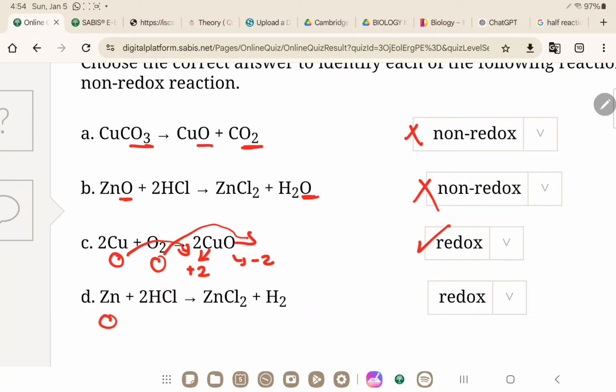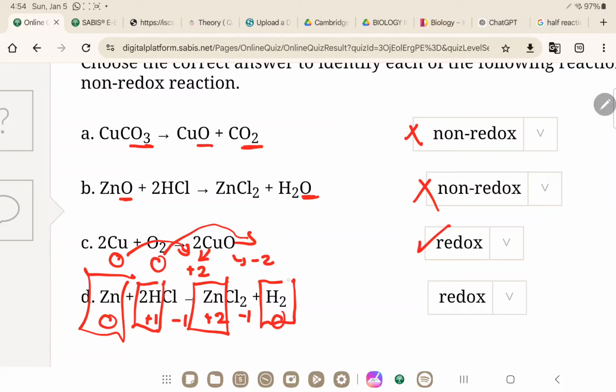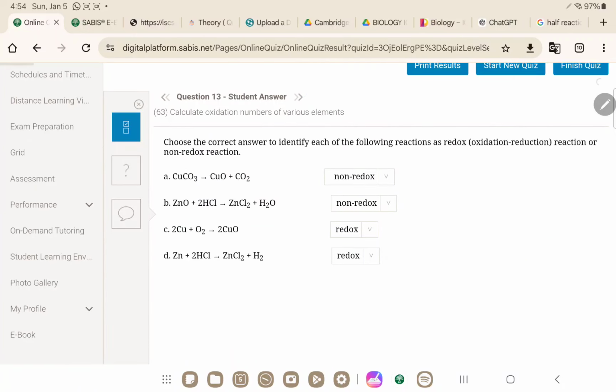Here Zn had an oxidation number of 0, H had an oxidation number of +1, Cl had an oxidation number of -1. And here H had an oxidation number of 0, but Zn had an oxidation number of +2, and Cl had an oxidation number of -1, because Cl is always -1. So Zn, as we can tell, the oxidation number for it changed. And so did H. But it doesn't matter, even if it's only Zn, as long as anything's oxidation number changes, it is redox. Now, moving on to the next question.